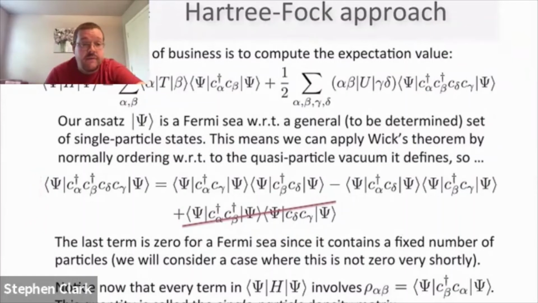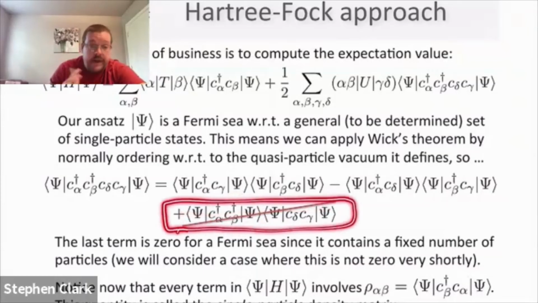And actually it simplifies even more because I know that this has exactly n particles in it. So this expectation value and this one must vanish, because this particular ordering of the products of operators creates 2 particles on top of this. So this is an n plus 2 particle state having an expectation value with an n particle state. And that's 0 because they're in different particle number sectors. So this disappears.